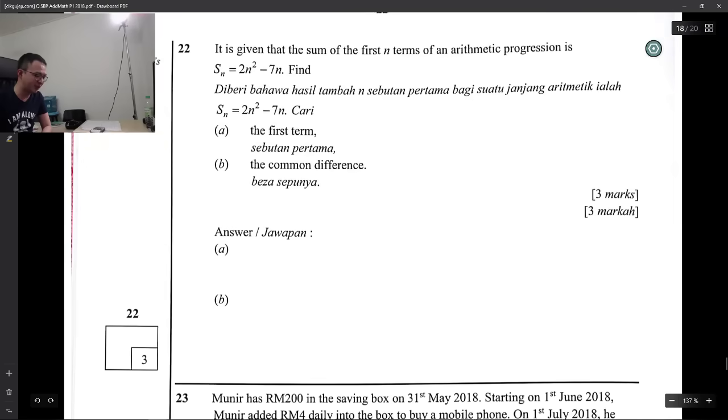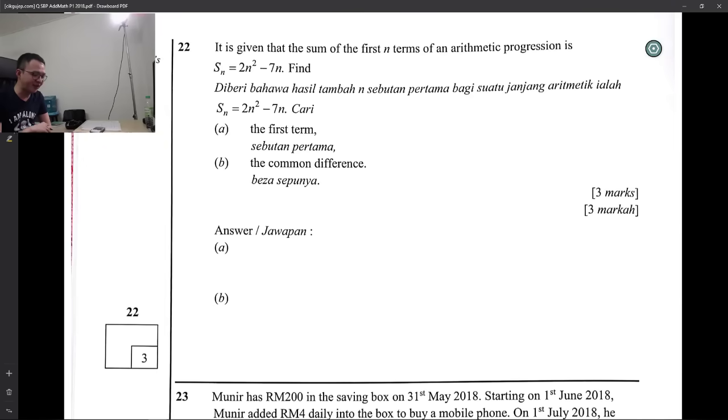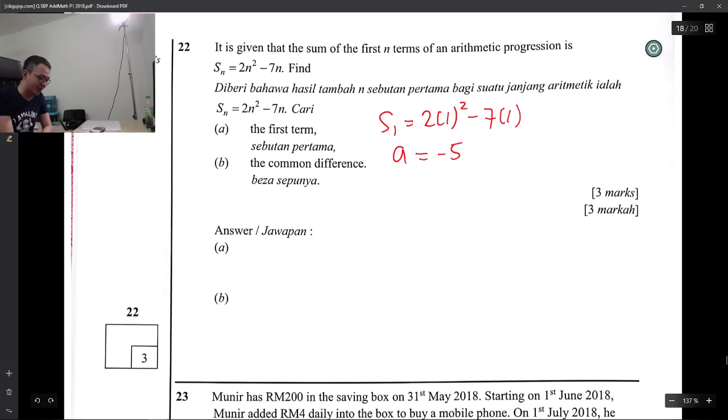Okay, so let's move on. It's given the sum of the first n terms of an arithmetic progression. For the AP, you have a formula for that. To find the first term, just find S1. Substitute 1 into the formula and you will get -5. So this is a. Then they ask about the common difference. I will find S2 first. S2 basically means T1 plus T2. So I use the formula: 2 squared minus 7 times 2. So this will be 8 minus 14.